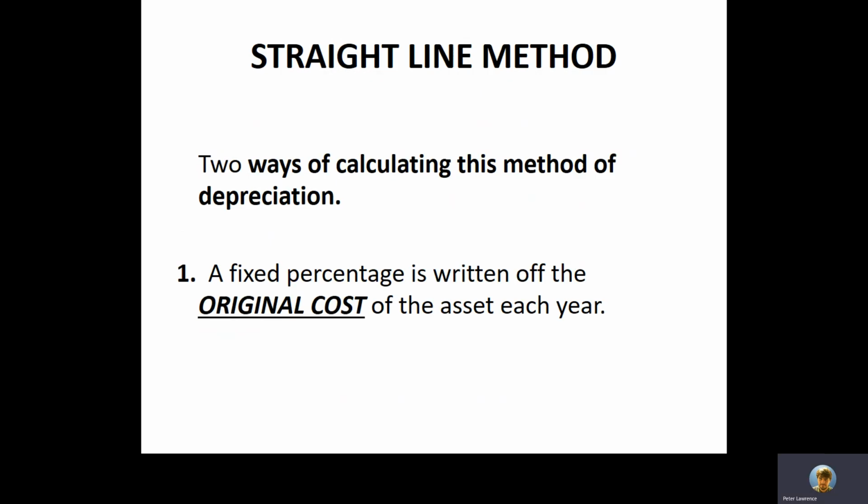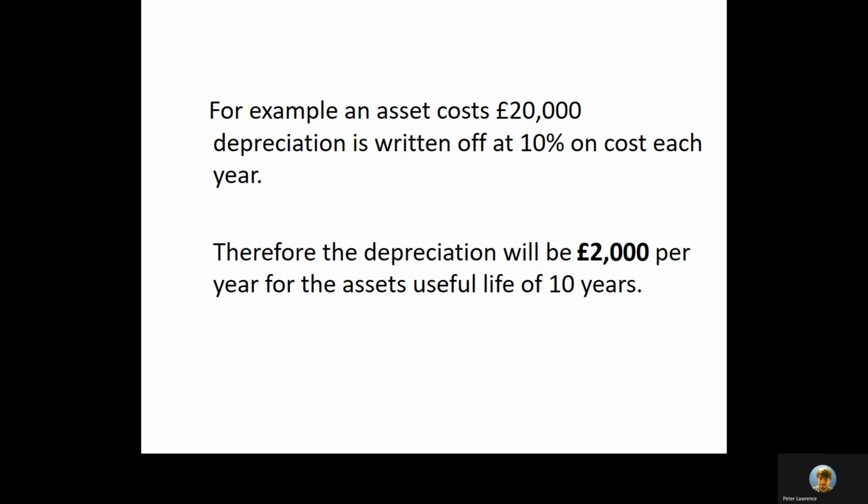So the straight line method has actually got two different ways of calculating it. The first one is where we take a fixed percentage of the original cost off the asset each year. Example, we've got an asset which cost £20,000. The depreciation is written off at 10% on cost each year. So every single year, we're saying that asset will lose £2,000 worth of value for 10 years.